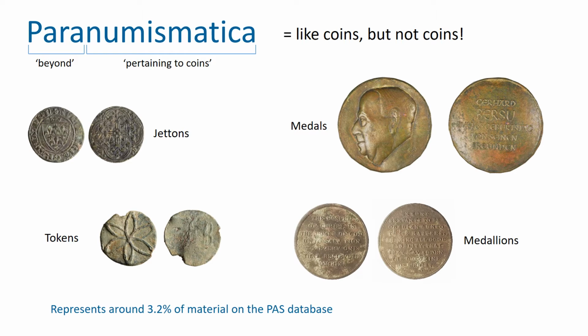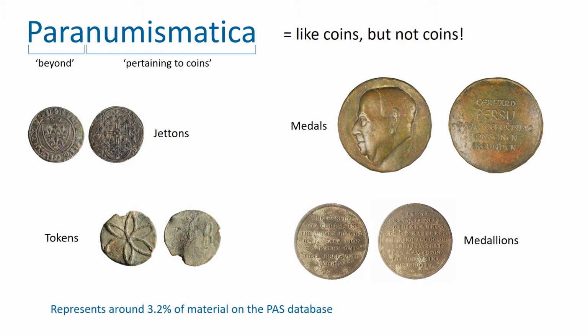Hello and welcome to this tutorial about how to record Jettons and tokens onto the PAS database. Collectively, Jettons and tokens are called paranumismatica. The term is a modern coining from para, meaning beside or beyond, and numismatic, meaning pertaining to coins. So we take it to mean things like coins, but which were not coins.